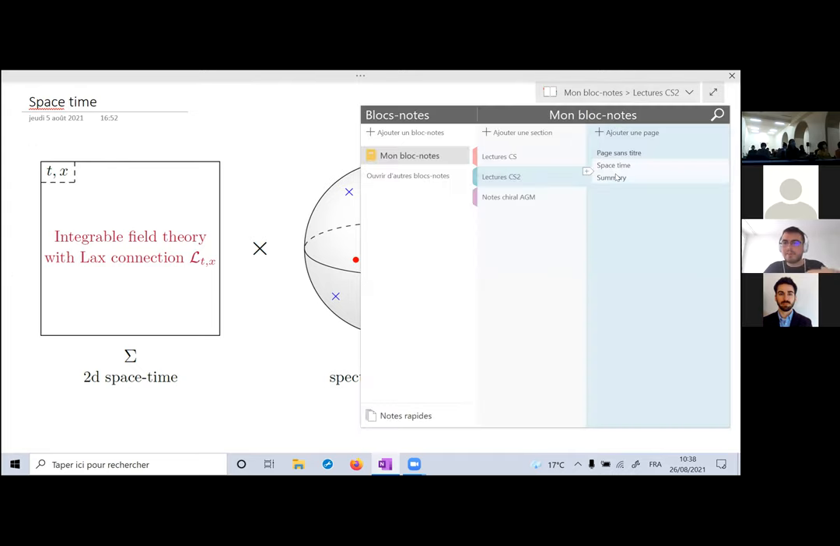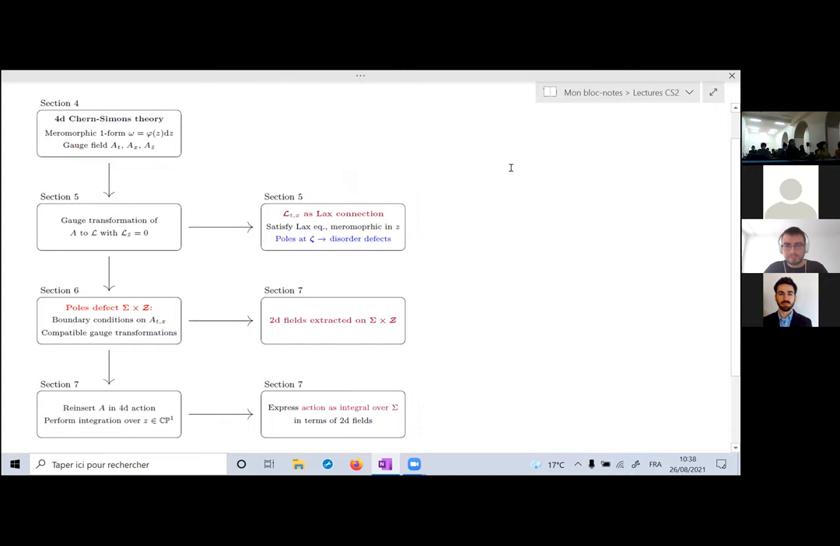And to summarize the main steps in the approach, which will allow me to give the plan of these lectures. So, well, first in sections 2 and 3, which basically correspond to the second half of this lecture, I will just give some reminder about differential forms and then re-explain what the standard three-dimensional Chern-Simons theory is.